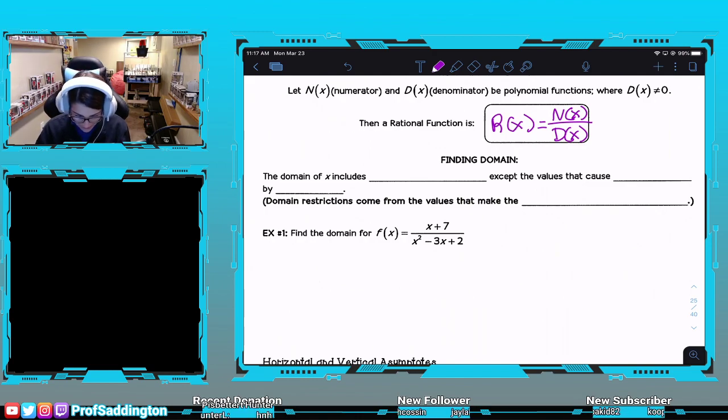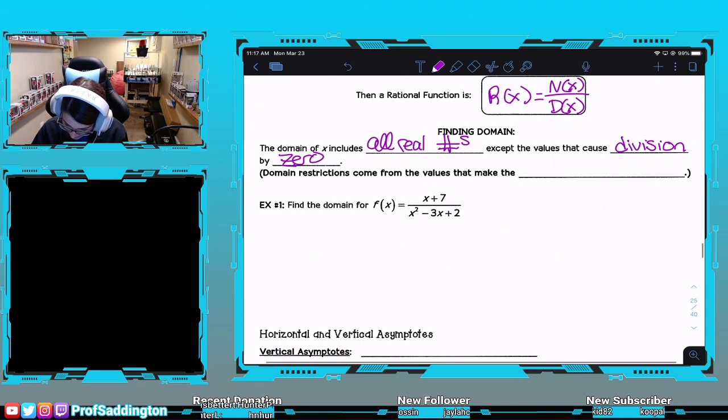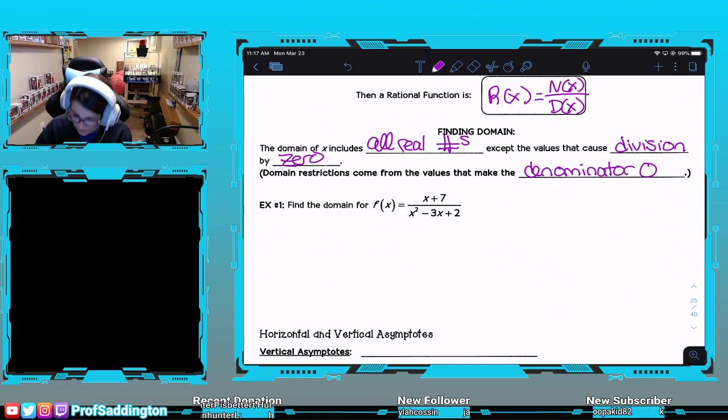So the domain of r of x includes all real numbers, except the values that can cause division by 0. As we know, dividing by 0 is illegal. We cannot do that. Nothing new there. Domain restrictions come from the values that make the denominator 0. Okay.